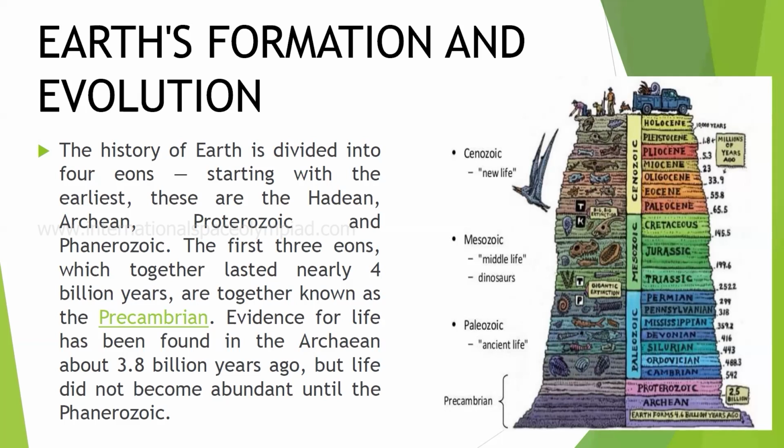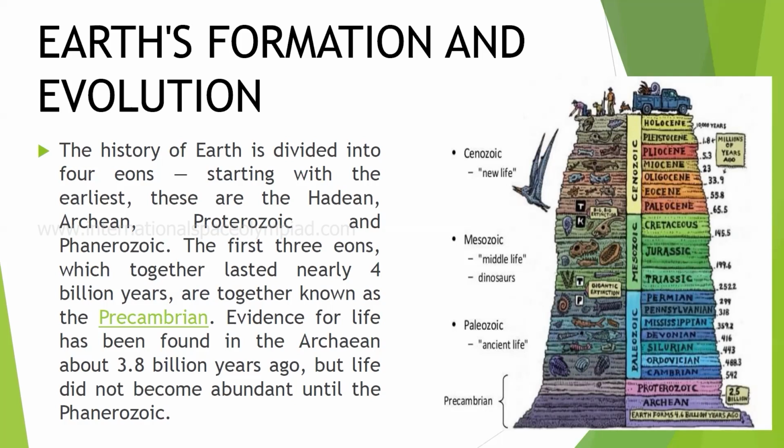The first one is Hadean eon, followed by Archean, then Proterozoic, and the last eon, which is Phanerozoic. The first three eons, which together lasted nearly 4 billion years, are together known as the Precambrian. I mean, the Hadean, Archean, and Proterozoic eons are together known as Precambrian.